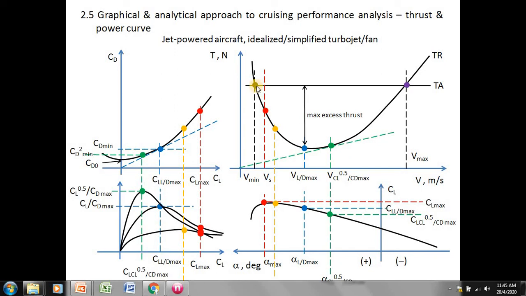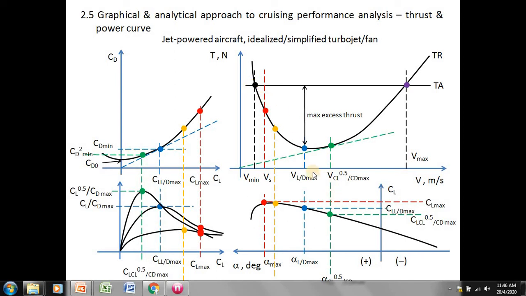Okay, so in this case, if you fly slower than minimum drag speed, the thrust required or the drag increases. As you go slower and slower, it increases up to a point where it will intersect the thrust available. So this is the minimum speed that is possible, based on the maximum thrust available. However, you have to look at the aerodynamics of your plane.